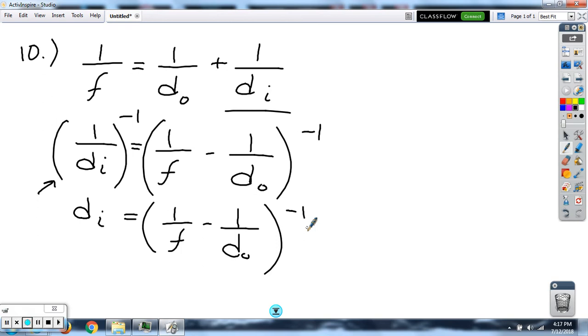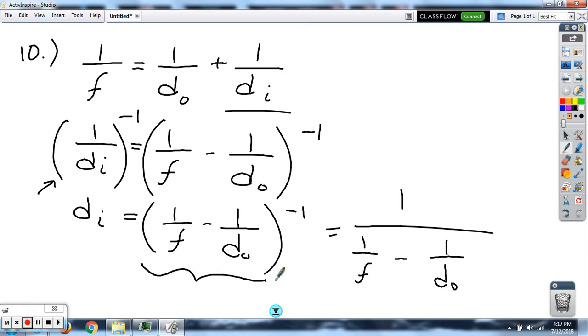The other way this could be written is 1 over 1 minus F minus 1 over DO. Now, because that takes the reciprocal, it puts this whole thing in the denominator, because this was over 1, so we've taken the reciprocal, we flipped those terms.